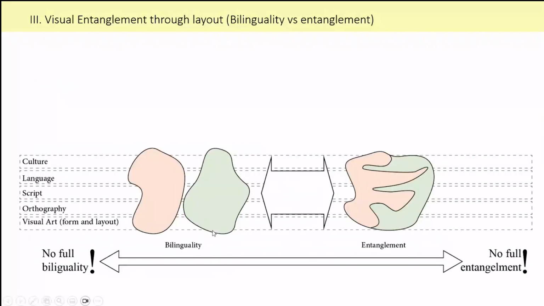So I think there's this diagram before the briefing. This diagram shows the relationship. Bilinguality is the existence of two elements, while with entanglement you could not really, at some point, differentiate them. But full entanglement would be to create one language, one system altogether, which you cannot get. There is no full entanglement. And due to power dynamics, there is no real full bilinguality.